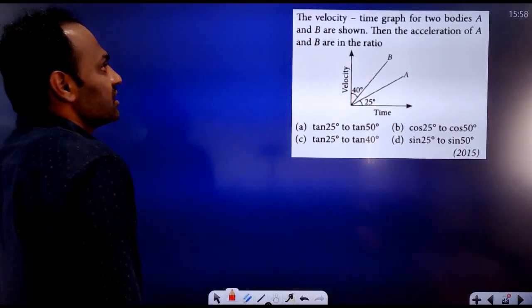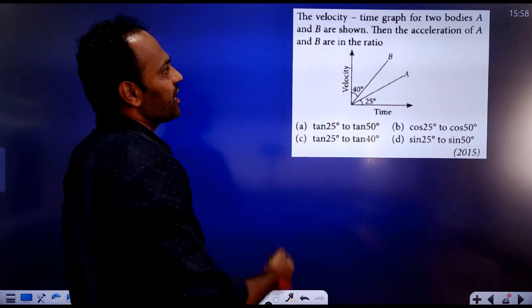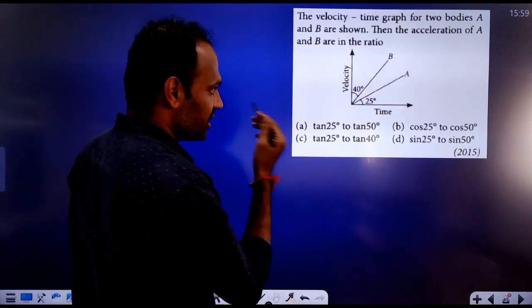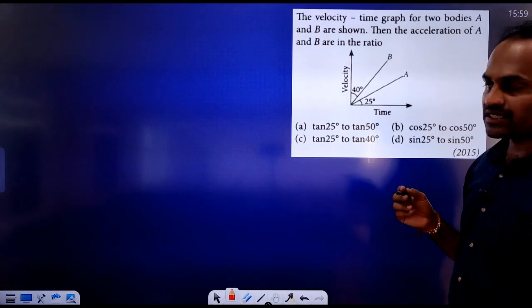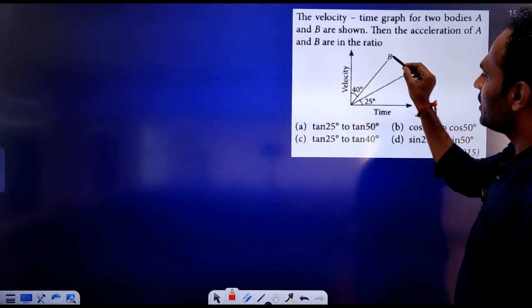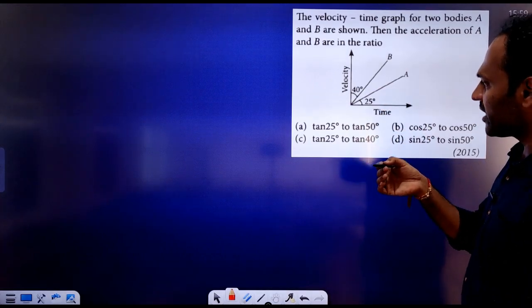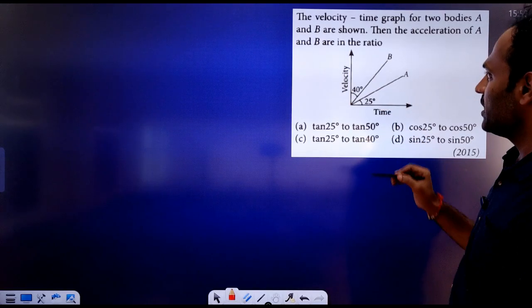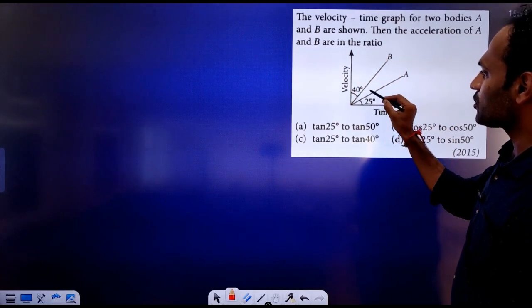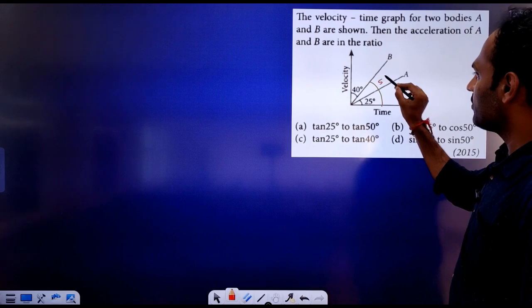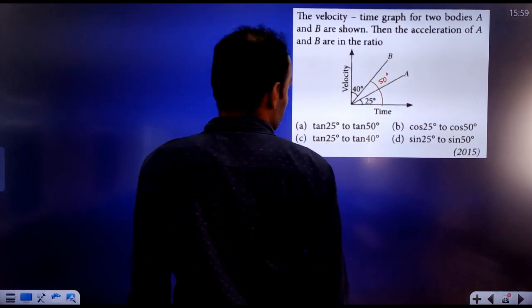So the next question is, the velocity time graph of two bodies A and B are shown. Then the acceleration of A and B are in the ratio. Look here, we have to take the angle with respect to the positive x-axis, the time axis. This one for A is 25 degree. For B the angle is given with the y axis. So don't take it with y axis, you should take it with x axis only. See, the angle between velocity axis and time axis will be 90 degree. Subtract 40 from it. Then how much will be the angle with respect to B? It will be 50 degree. Correct?